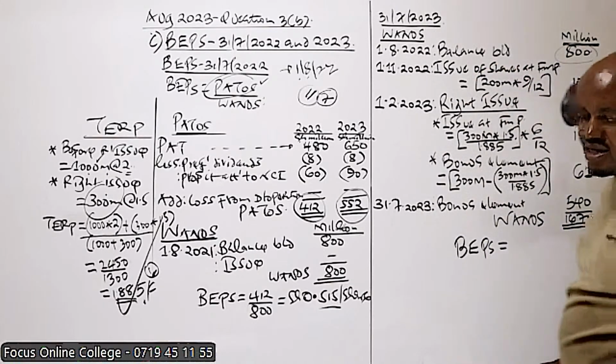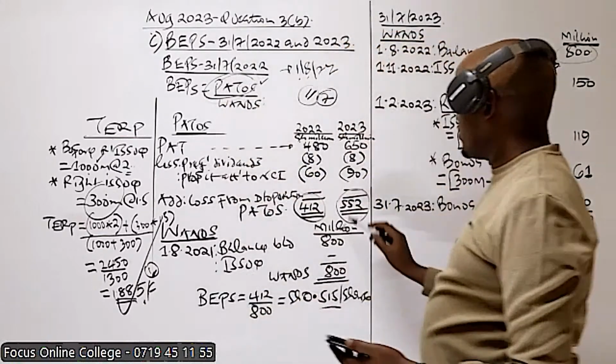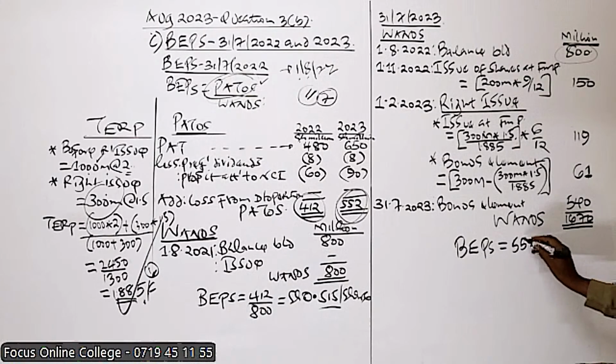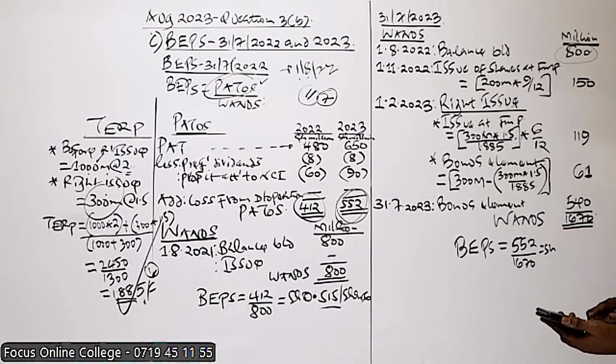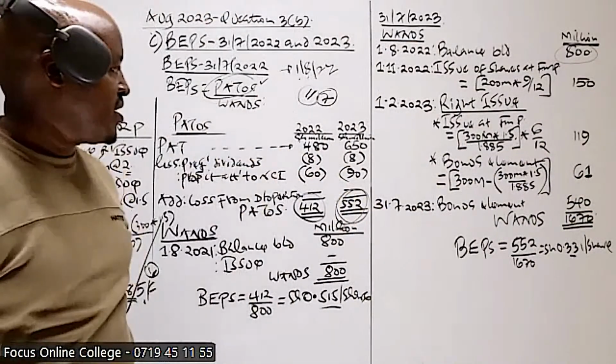Having done that, we finalize by computing the basic earnings per share. We take the PATOS, which I've already computed here, 552 million, divided by 1670. 552 divided by 1670 will give us 0.331 shillings per share. I hope you're getting that.